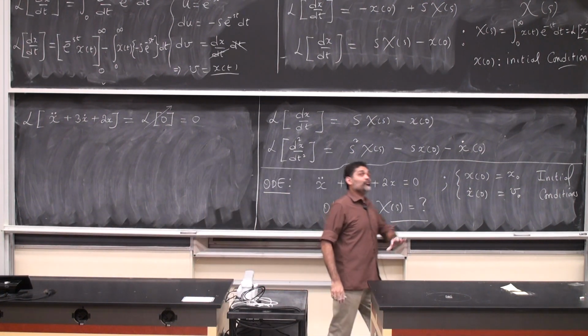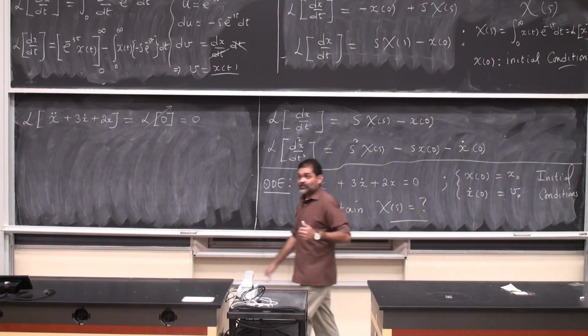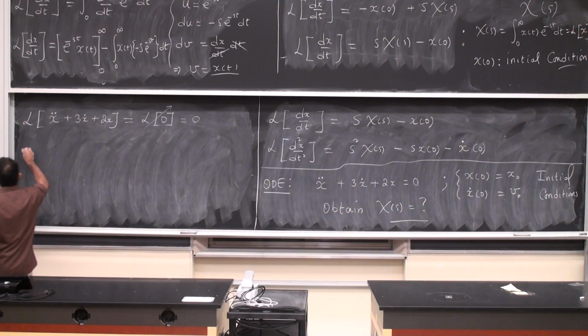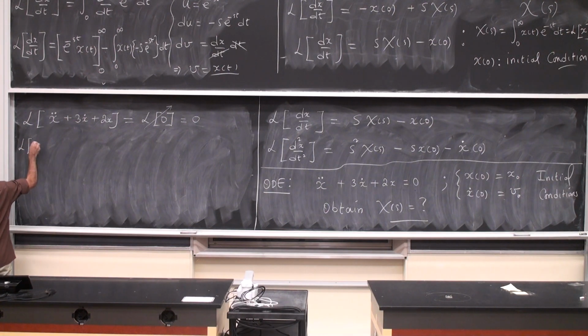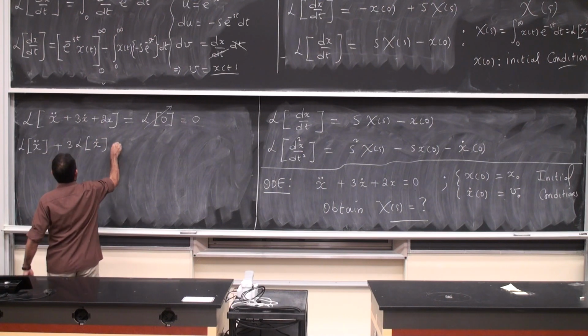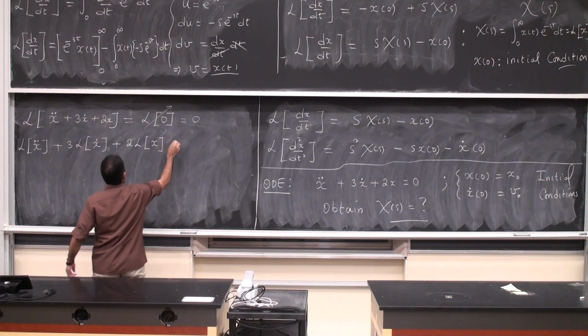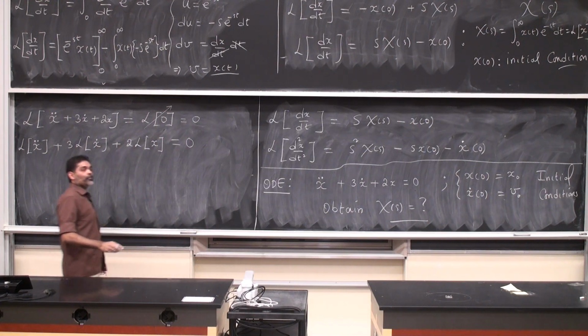We make use of the property of linearity, which means that each and every term can be taken individually. So this is Laplace of x double dot plus 3 times Laplace of x dot plus 2 times Laplace of x is equal to 0.